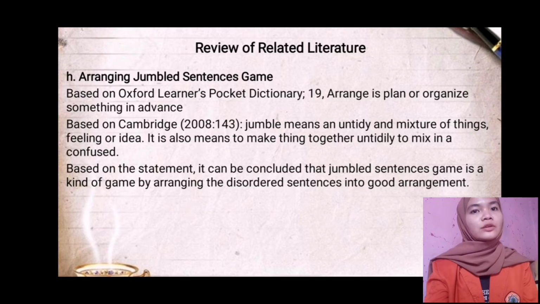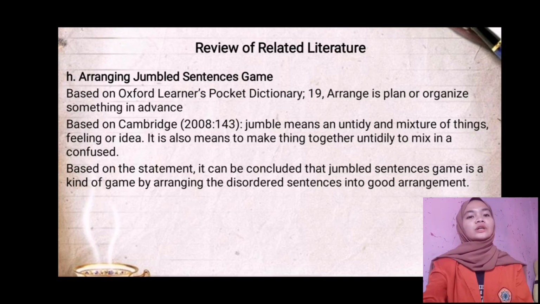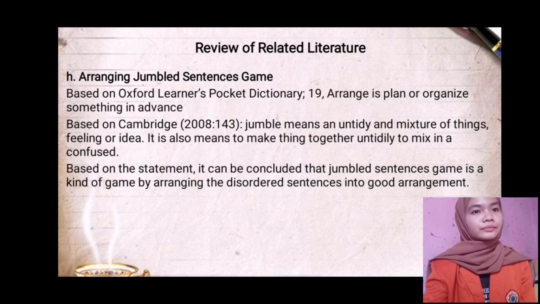Arrange is to plan or organize something in advance. Based on Cambridge, jumble means an untidy mixture of things, feelings, or ideas. It also means to put things together untidily, to mix in a confused way. Based on that statement, it can be concluded that the jumbled sentences game is a kind of game of arranging disordered sentences into a good arrangement.